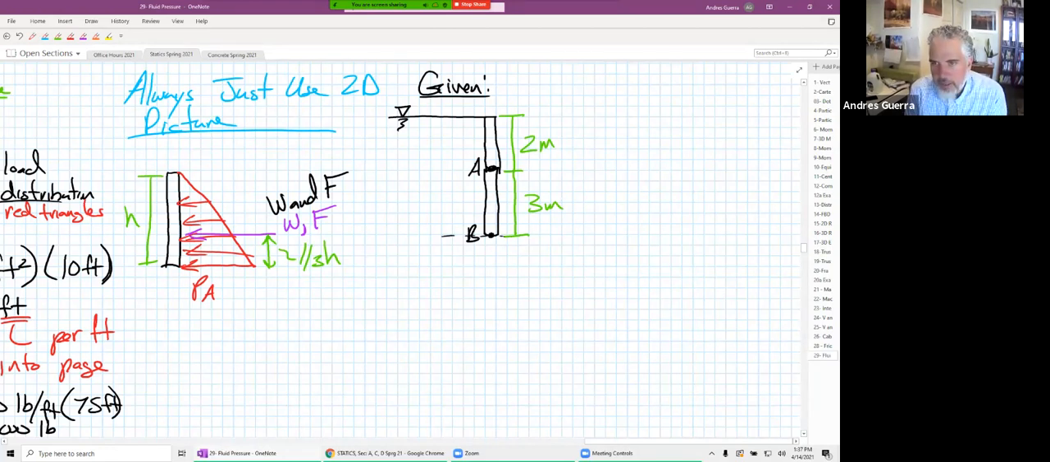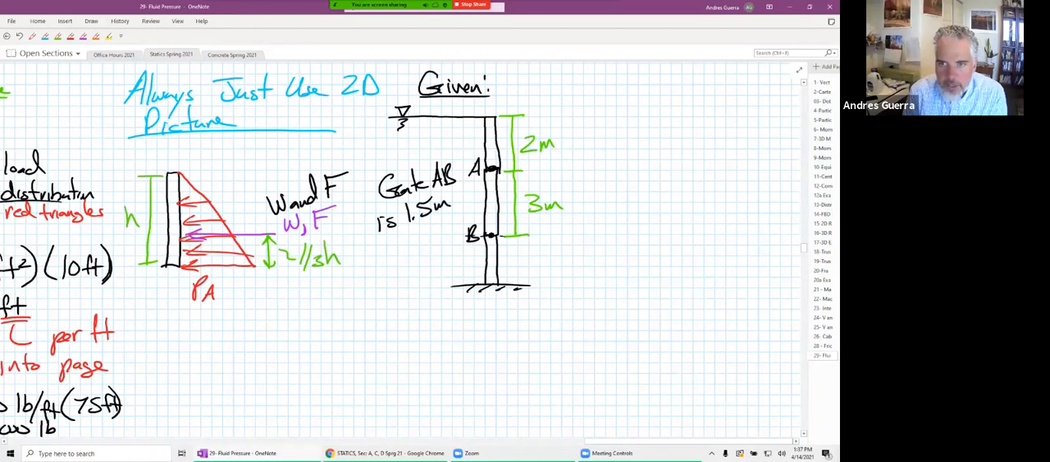And we could say that there's a floor or something. Actually, no, wait, there's not a floor right there. The wall continues going down like this and then eventually gets to the floor right there. Our gate, gate AB, is 1.5 meters wide into the page. It's 3 meters tall and 1.5 meters wide.